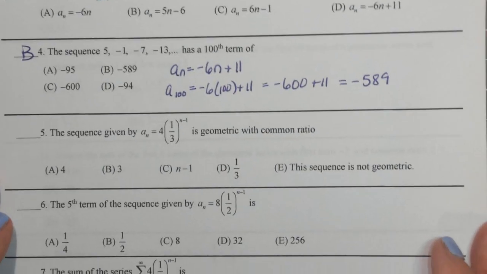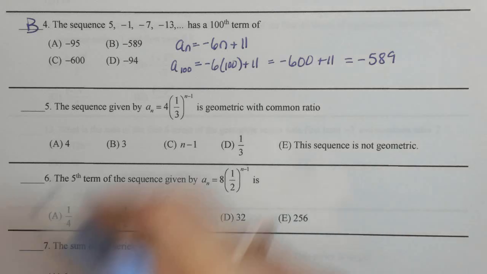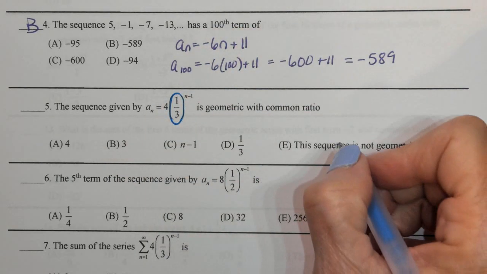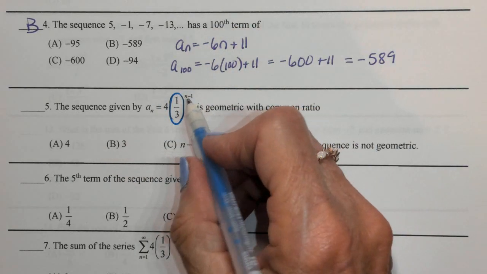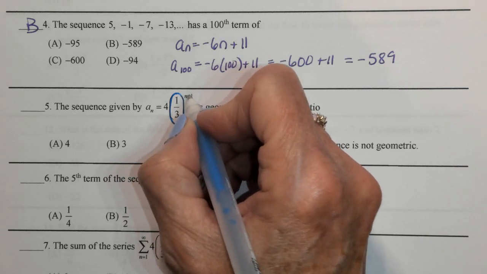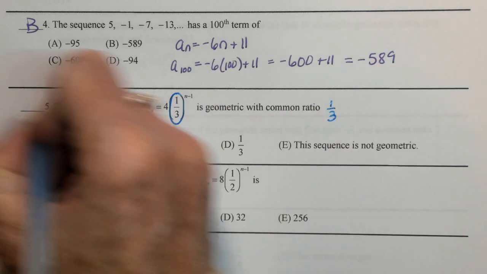Alrighty. Number 5. The sequence given by this is geometric with what common ratio? What is the common ratio? Well, it's very easy to look and see. It is whatever is being raised to the n power or n minus 1. As long as this is an n plus or minus some number, that is your common ratio. So the common ratio is 1/3.